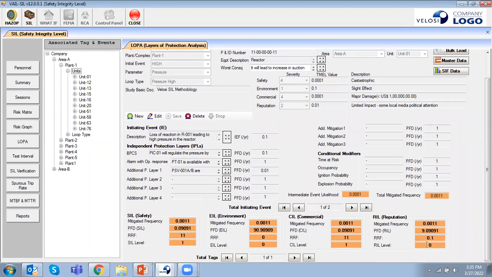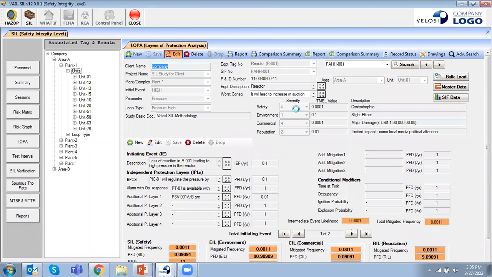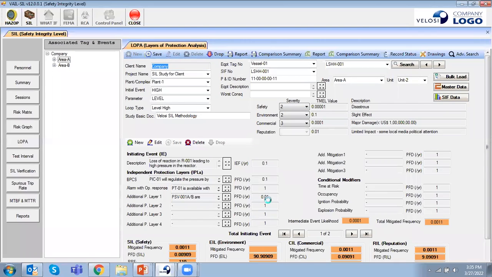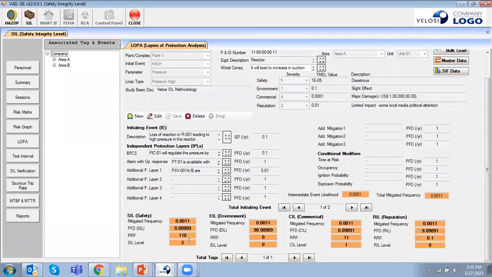Less than 10, it will be SIL 0. If it is more than 100, then SIL 2. So if it is between 100 to 1000, it will be SIL 2. If more than 1000, it will be SIL 3. So in this way, we can calculate the target SIL with the help of the layer of protection analysis method.